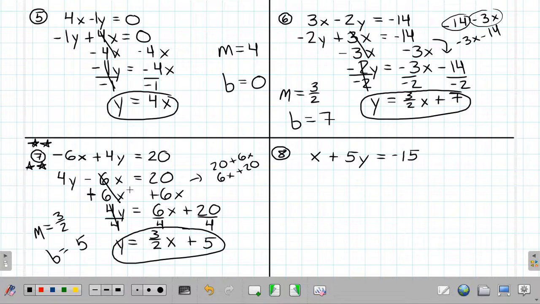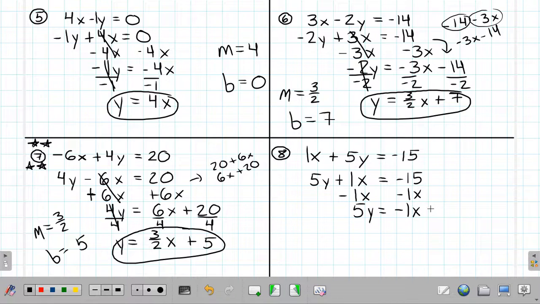Okay. All right, number 8, same steps here. We just switch these around. I'm going to put a 1 in front of the x to make sure we know there's a 1 in front of the x, because it is important what numbers are in front of the variables here. In this case, we're adding 1x, so we need to subtract 1x. So we get 5y is equal to, same kind of shortcut I'm taking here, negative 1x minus 15.